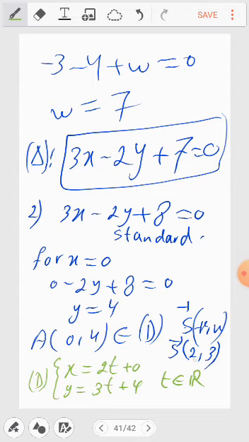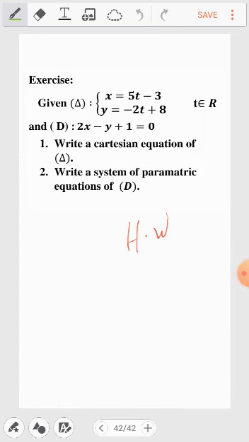طبعا لما قلنا S احنا جبنا الاس من الستاندرد فورم بكون ماينس في يو، عشان يكون للبارامتريك فورم بكون الفا بيتا. These are alpha beta. Okay, that's it. Do this as a homework.